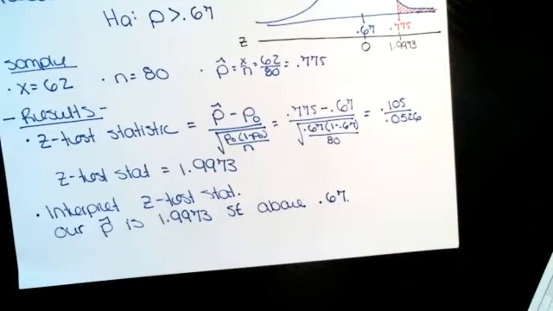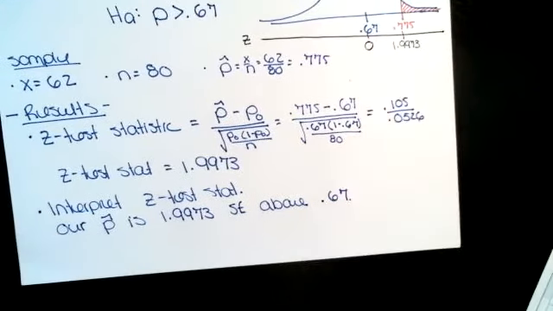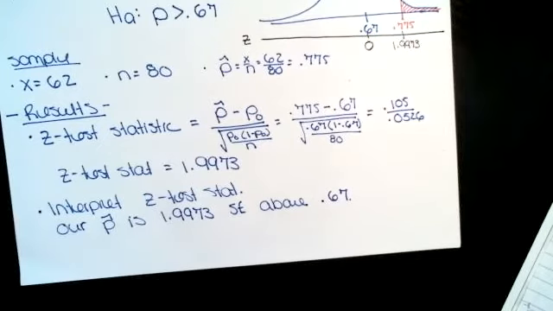Okay. It's just telling me how far away my 0.775 is when we're looking at standard errors from the center. Professor? Yeah. So when we did that calculation of the Z-test statistic all the way to the end, where we have 0.105 over 0.0526, if that came out negative, will we then say our p hat is negative whatever number standard deviations below our center point?